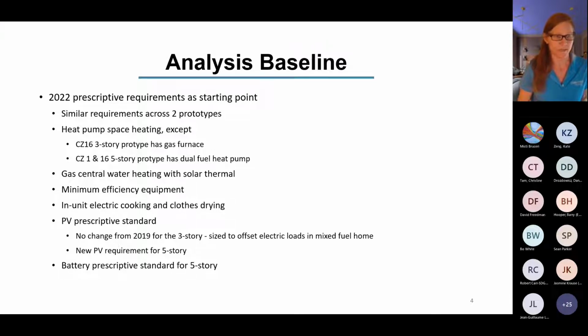PV is now prescriptively in all of our multifamily buildings. For the 3-story, there's no change from the 2019 code, but we have a new requirement now for multifamily buildings 4 stories and greater. So that's included in our base case, as well as for 4 stories and greater, a prescriptive battery storage requirement.